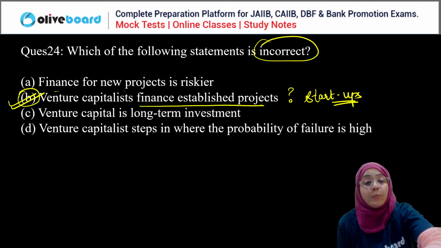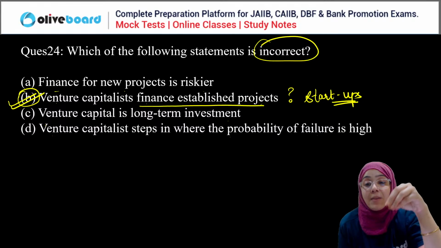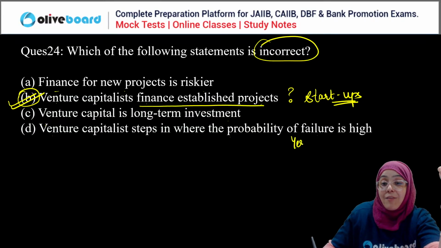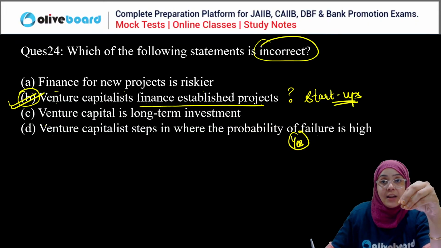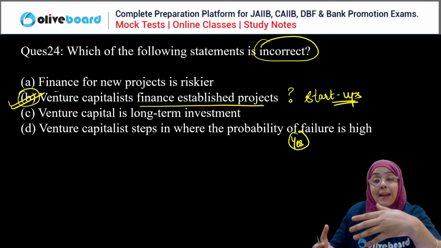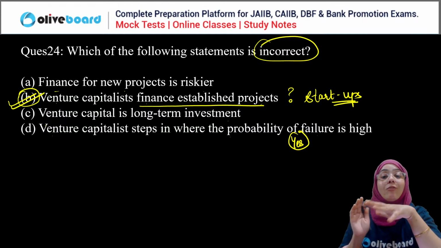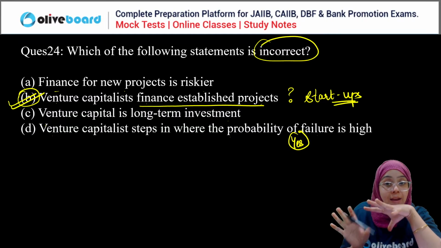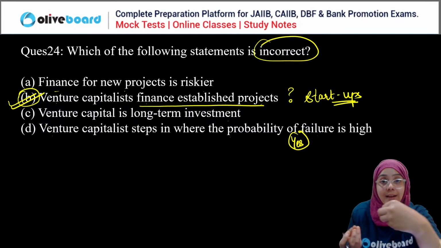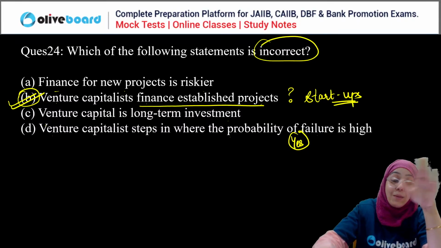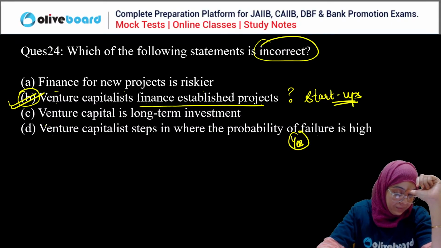What about the fourth option? Venture capitalists step in where the probability of failure is high. Yes, it is correct. When we talk about venture capitalists, they provide funding even for projects where the probability of failure is high, so this is also correct. So B is the incorrect statement here.